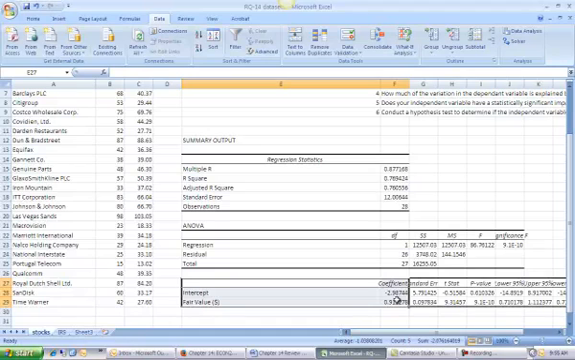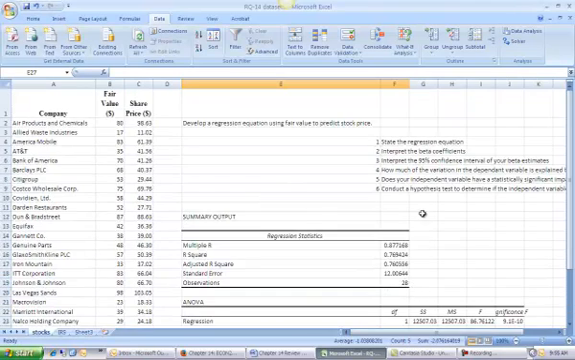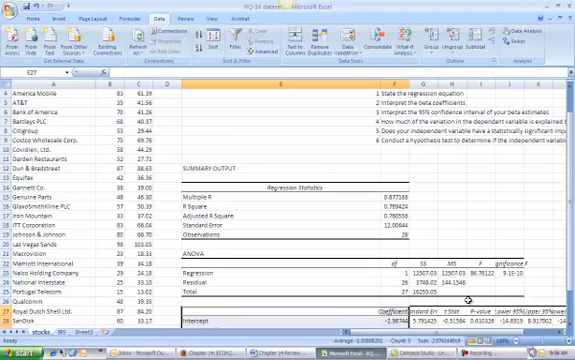But the general interpretation is for every 1 unit increase in X, Y will increase by the coefficient of that X variable. So for every 1 unit increase in fair value, here the units are $1, so for every $1 increase in fair value, stock price, Y, is predicted to increase by this coefficient. So again, since this is in dollars, for every $1 increase in fair value, stock price is expected to increase by 91 cents.